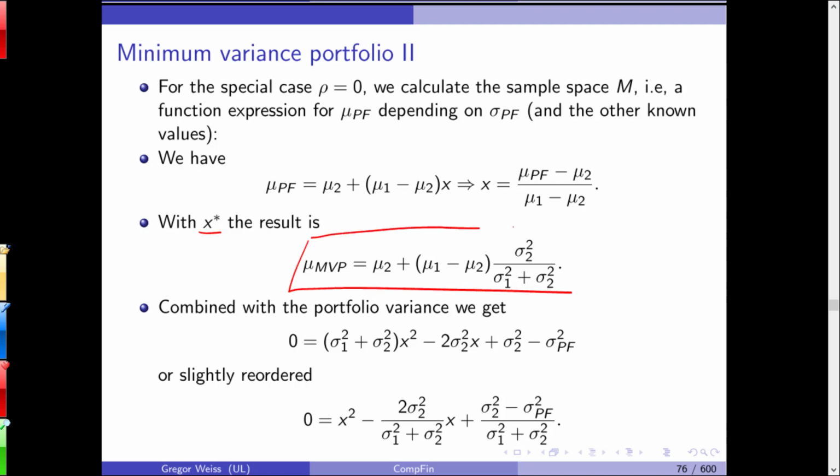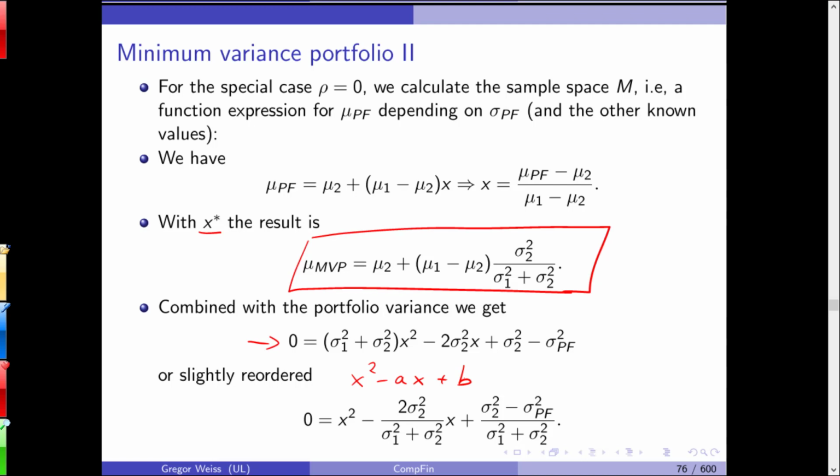Mu, the expected return on the minimum variance portfolio, is given by this expression. Now, combined with the portfolio variance, we get this expression here, slightly reorder it, and you will see 0 is equal to x squared minus a times x plus b, if sigma 1, sigma 2, and mu 1 and mu 2 are known.